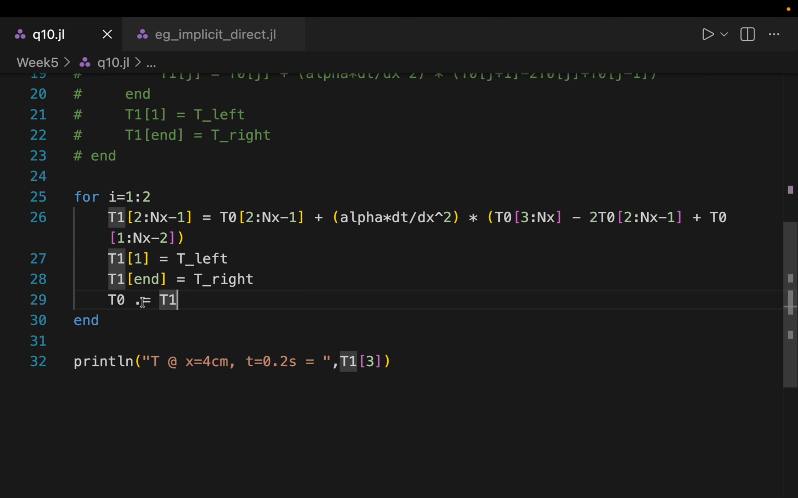This is some notation thing in Julia where you keep dot equal to, which means you do an element by element thing. So people who are familiar with MATLAB will understand this better. So we have to iterate for 2 steps and then we'll get an answer at t equal to 0.1 and t equal to 0.2. That is what is asked in the problem.